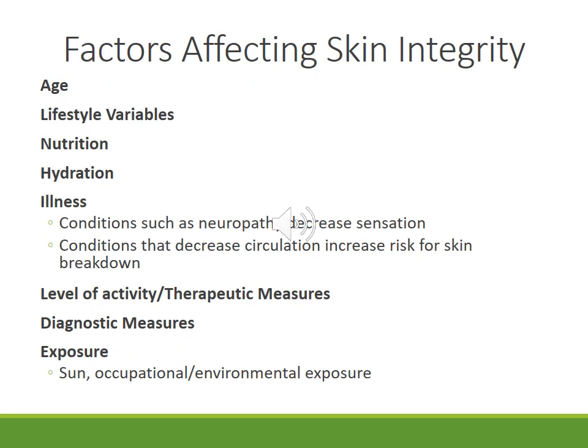Continuing on, what are some factors that affect our skin integrity? Your textbook on page 1046 has a great table that lists these factors. The first one, and the one we're going to talk about a lot today, is age. As we begin to age, our skin becomes thinner and is more prone to tears or injury. So, that is a huge factor that's going to affect our skin integrity. Your textbook goes on to talk about lifestyle variables. Body piercing. I mean, that's a lifestyle choice.